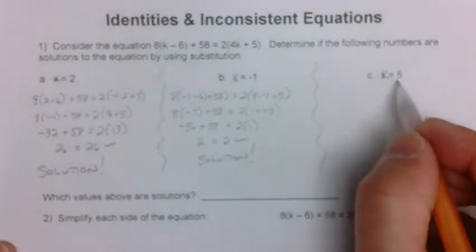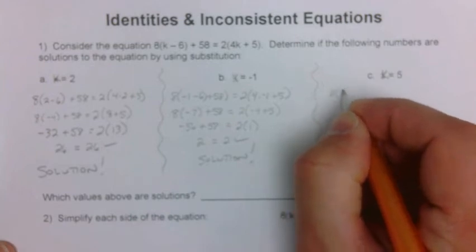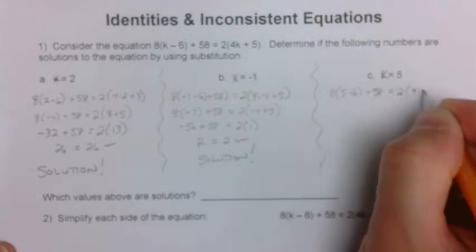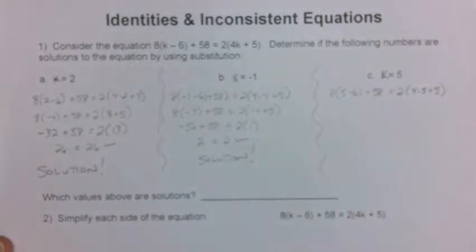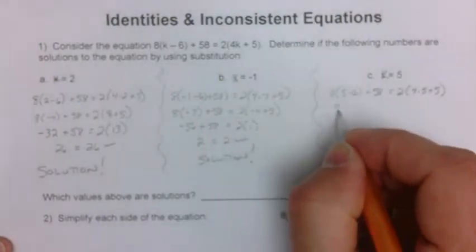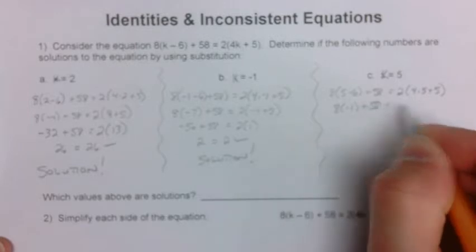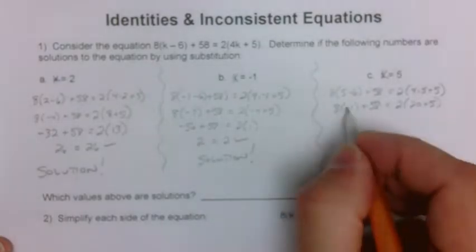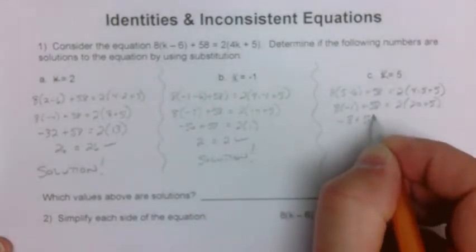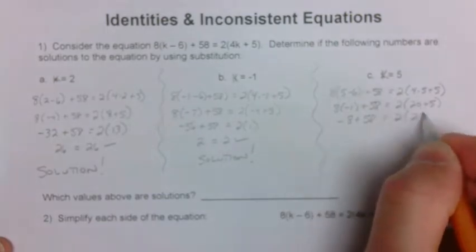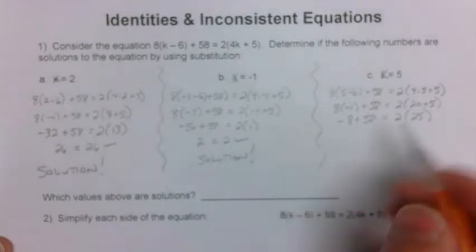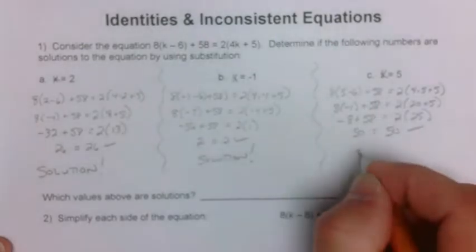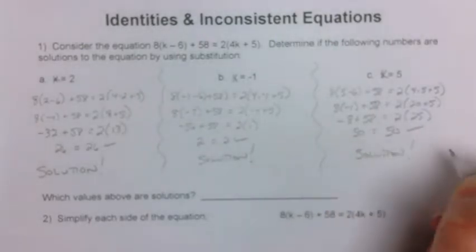What about when k equals 5? Let's go ahead and substitute. 8 times (5 minus 6) plus 58 equals 2 times (4 times 5 plus 5). On the left, 5 minus 6 is negative 1, so 8 times negative 1 plus 58 equals 2 times (4 times 5 is 20, plus the 5). 8 times negative 1 is negative 8 plus 58 equals 2 times (20 plus 5 is 25). Negative 8 plus 58 is 50, and 2 times 25 is 50. 50 equals 50, so k equals 5 is also a solution.